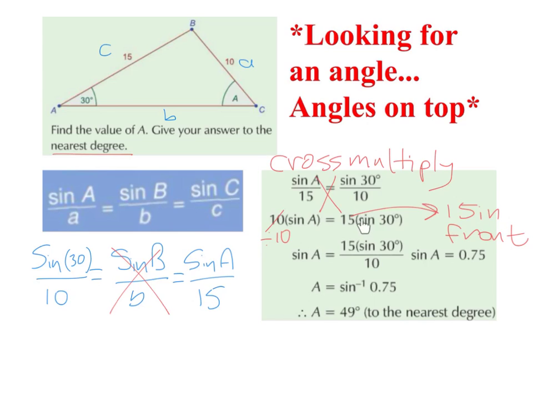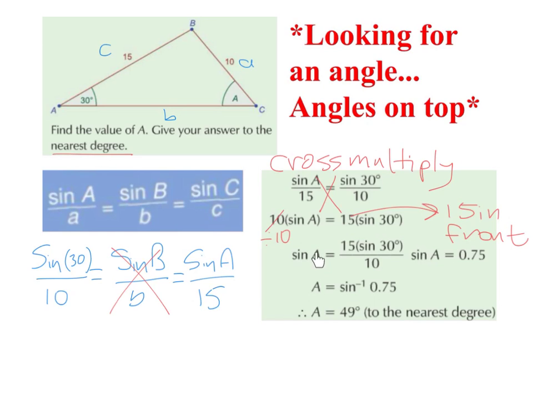So we get 15 times sine of 30 all over 10. Make sure you have it as a fraction divided by 10. Because if you just wrote into the calculator divide by 10 and put it on to the end of the 30, it would end up dividing 30 by 10, which would be giving you sine of 3. So we don't want to do that. We want 15 times sine of 30 all over 10. So putting that into the calculator, it'll give you 0.75.